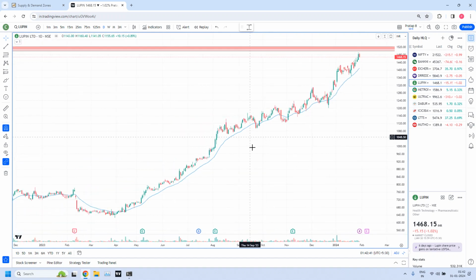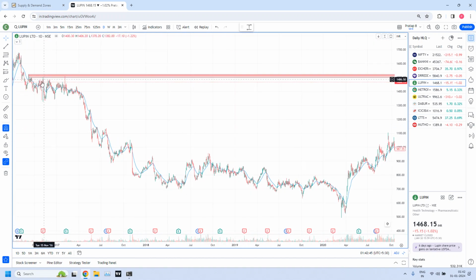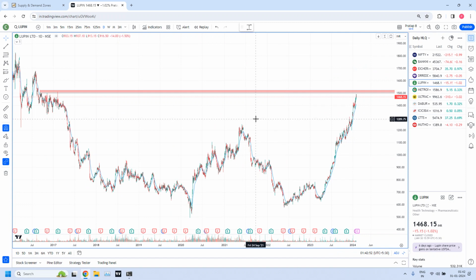The reason is Lupin was created in the year 2016. You may get a doubt: if the zones are very old, can't we take a trade? Yes, we can take a trade. They work very well. But the reason I didn't plan is that I didn't have enough data to fine tune the zone.